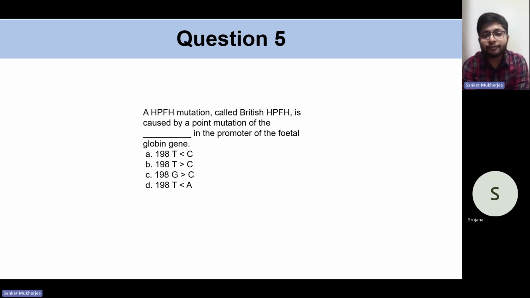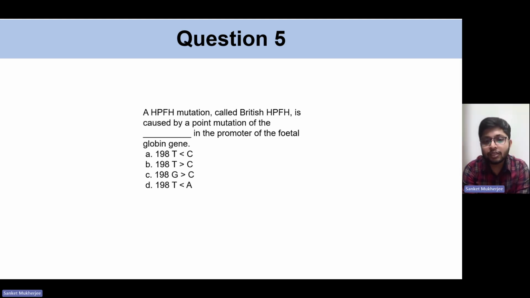So the HPFH mutation called British HPFH is caused by a point mutation in the promoter of the fetal globin gene. So is it 198 C to T, or 198 T to C, 198 G to C, or 198 T to A? I'll give you a minute to think about it, and then we'll discuss the answer.